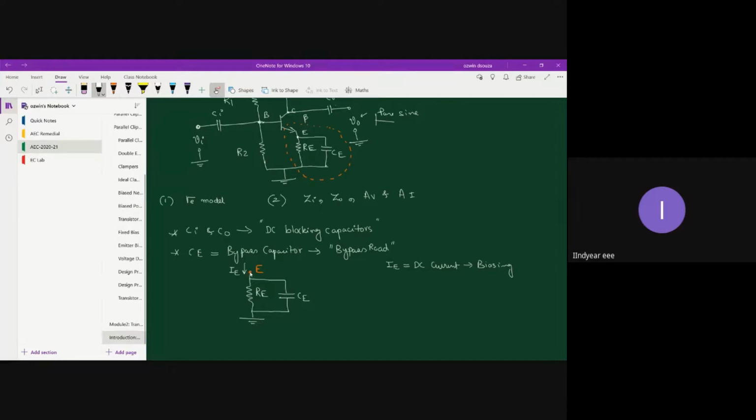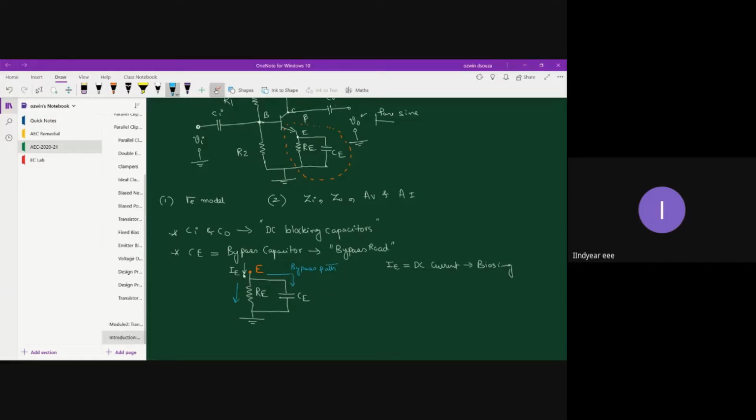So when the DC current comes at the emitter node E, it will have two paths. It can either flow through this, or the DC current can flow through this. It can even split up and flow into two paths. Now the capacitor path is called the bypass path.